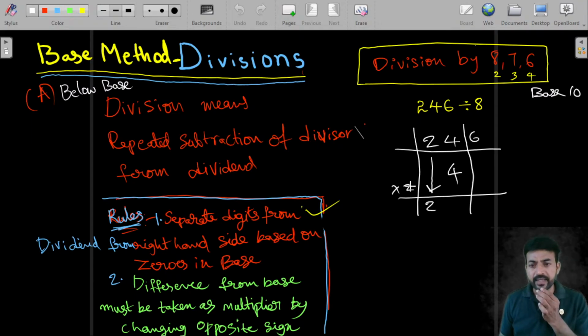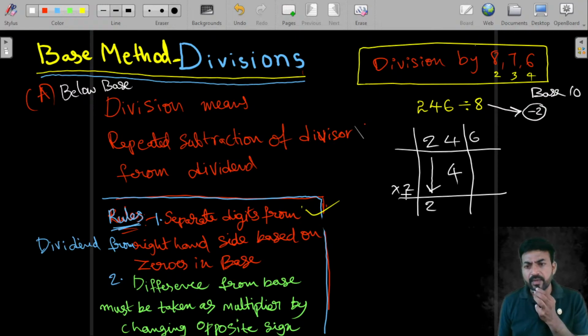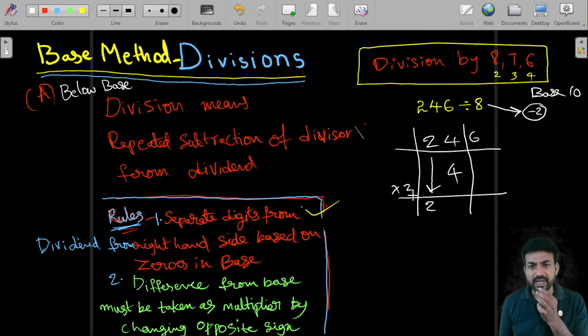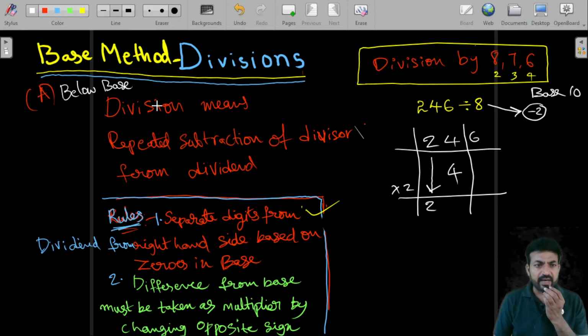Remember, and one more thing: the divisor is 2 less than the base, so you have to multiply by 2. If the divisor is more than the base, you have to multiply by a negative number here. If the divisor is 11, minus 1 has to be the multiplier. If the divisor is 12, minus 2; if the divisor is 13, minus 3 has to be the multiplier here. So I will tell each and every method one by one. That is above base. Now we are at below base.